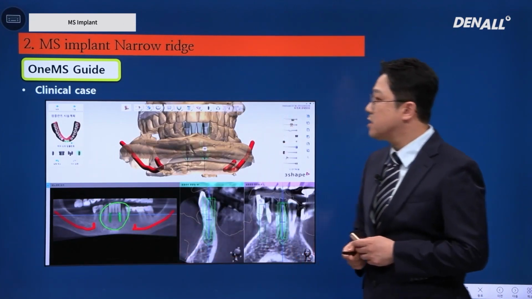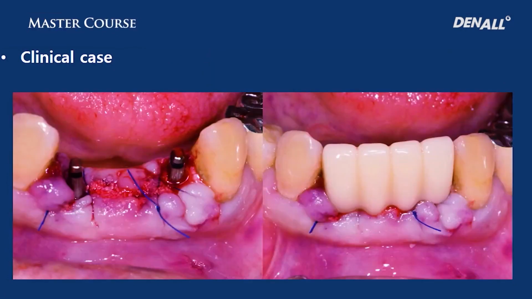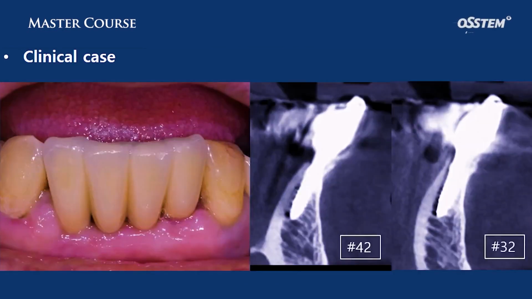Using that guide, you can just place the implant. It is easy. You'll be able to place the implant and connect the provisional, which would be prepared ahead. This is the final prosthesis. If you use the 1 MS guide, even in the case of a narrow ridge in the lower anterior, you can get a lot of help in determining the path and angle of the implant.